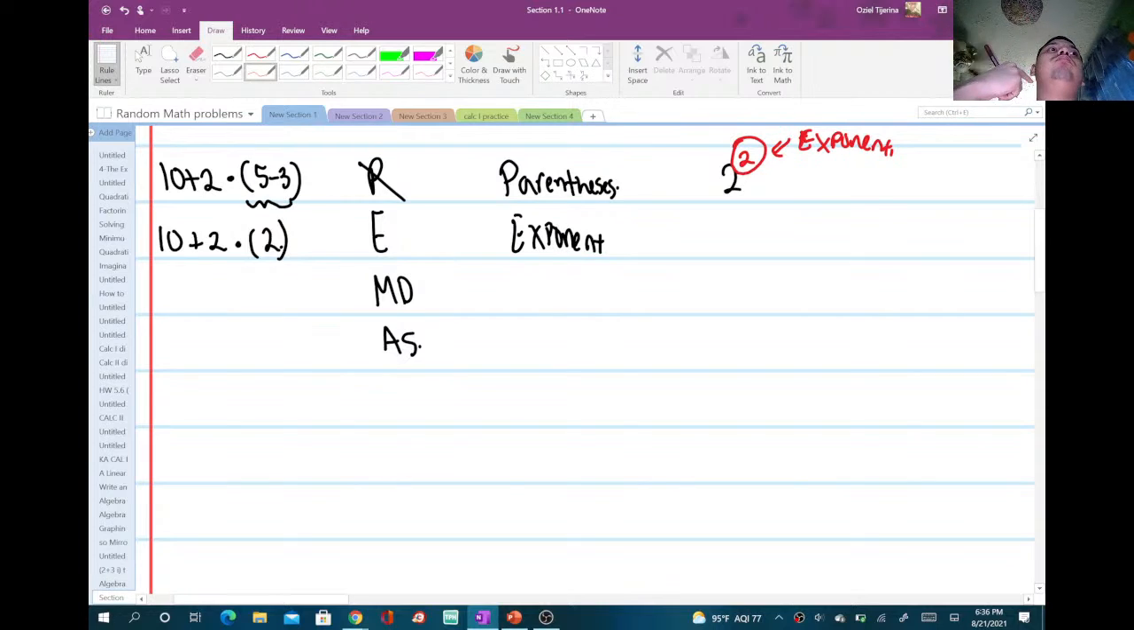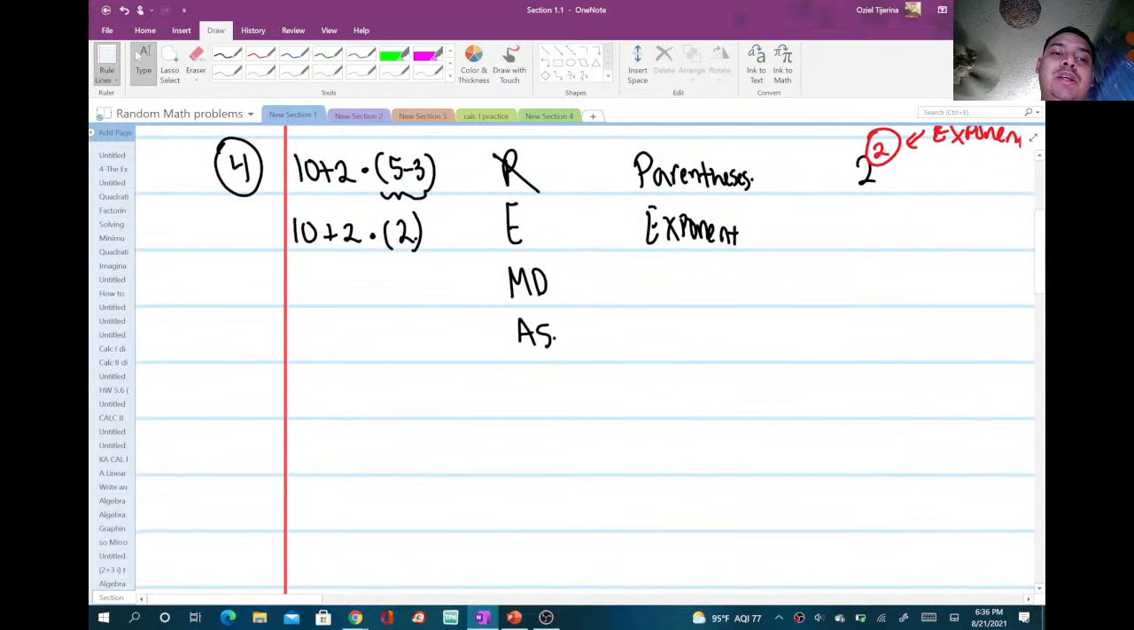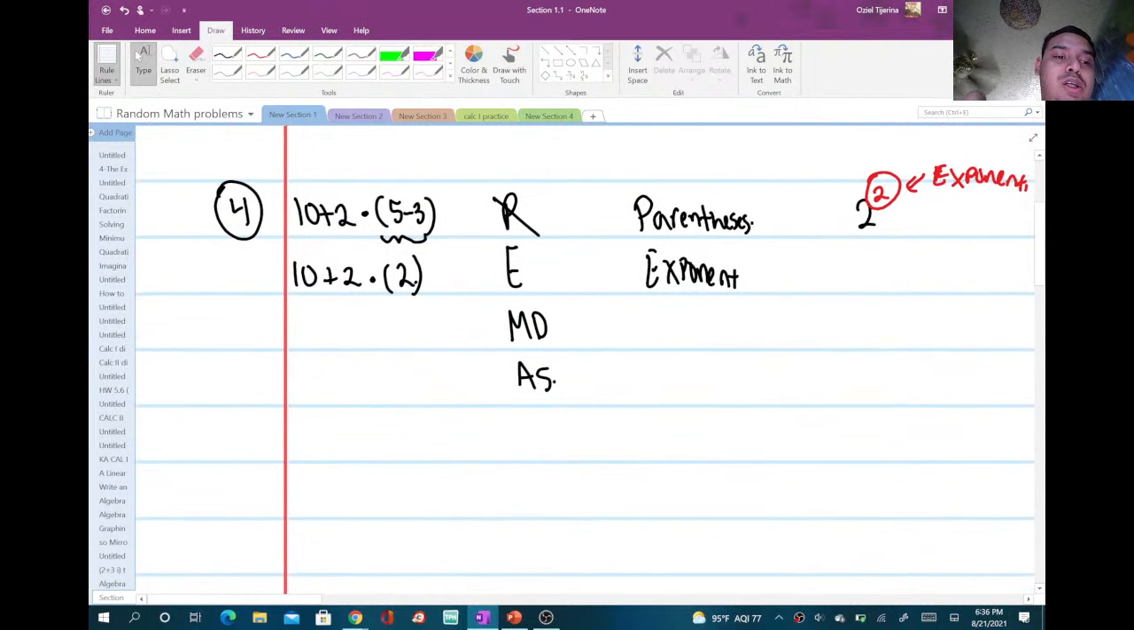Okay. So I don't have any exponents in this problem. I mean, I do, but this is just 2 to the 1, which is just 2. So we don't really need to simplify that at all, because 2 to the first power is just 2, right? So we don't really need to do anything with that. It's just 2. So we're done with exponents. Now the third one, which is the M part, we call that multiplication.